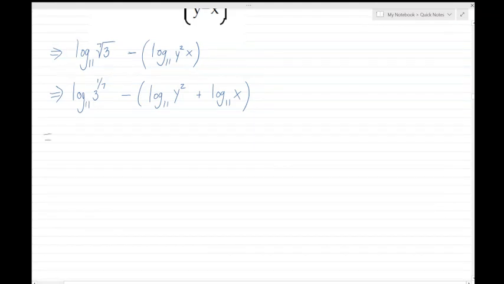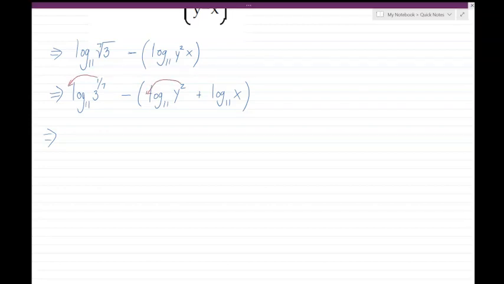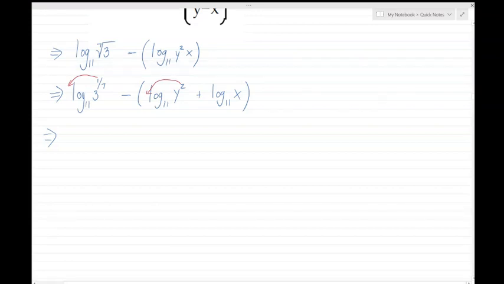Then I'm going to do a couple things at once. Bring this power to the front, bring that power to the front, and distribute that minus that's outside. So 1/7 times log base 11 of 3 minus 2 times log base 11 of y minus log base 11 of x. Okay, and that's as simple as I'm going to leave it.